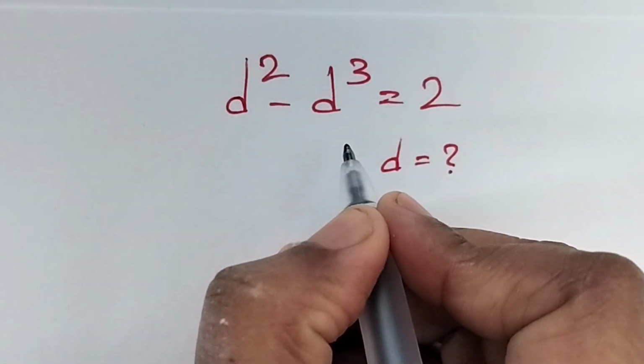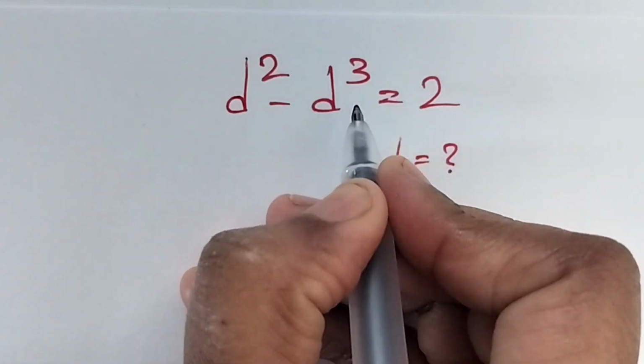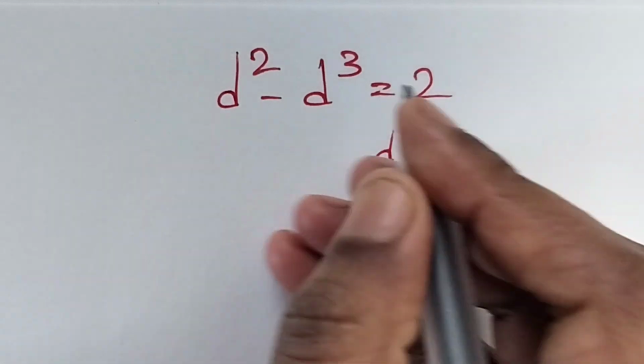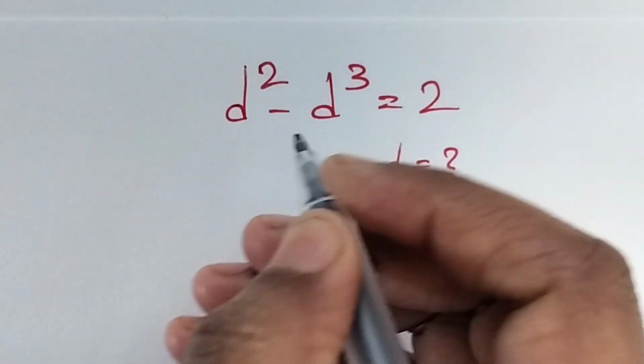Here we have one problem: d square minus d cube is equal to 2. In this problem we need to find the value of d. So how do we solve this problem? Let's see.